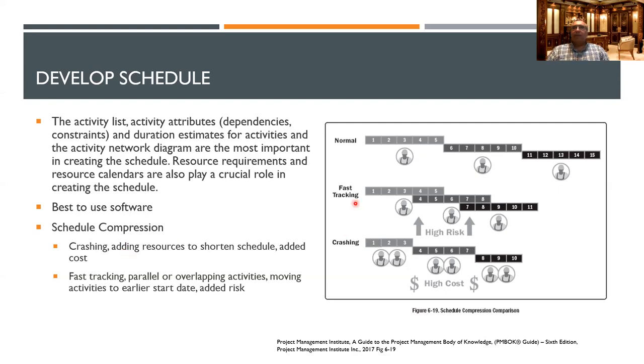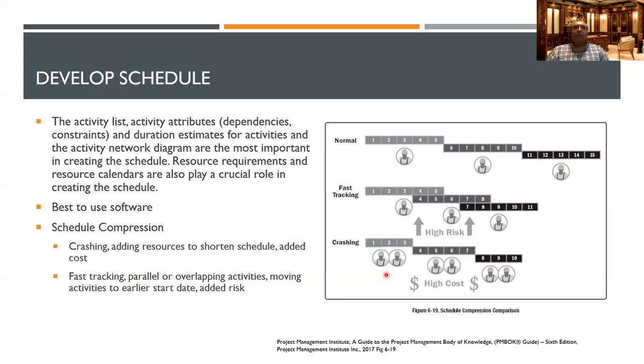So this example of crashing: you have activities 1, 2, 3 to do and you have 2 people doing it, and then 4, 5, 6, 7, you have 2 people. You have 8, 9, 10, you have 2 people to do it. So under the normal project plan, you had 5 activities this one person was doing, 10 activities this one person was doing, and 15 activities, but you had 3 people doing all these activities.